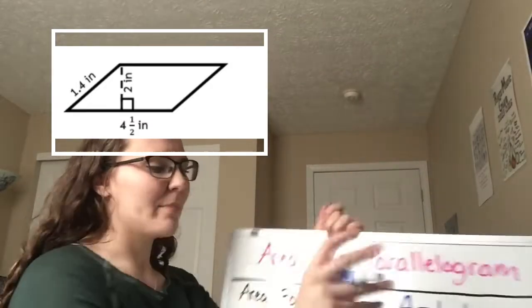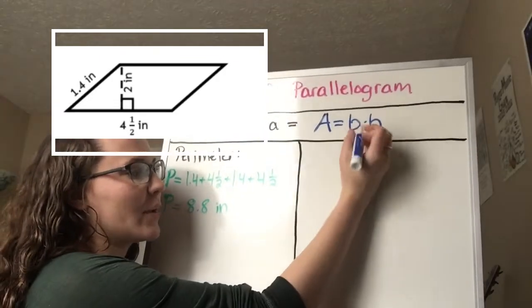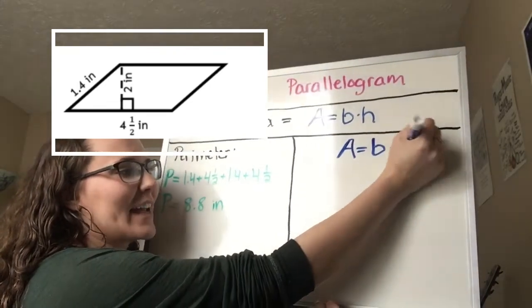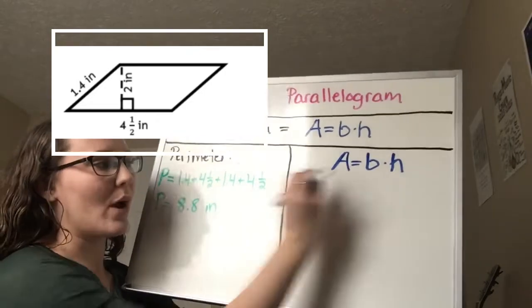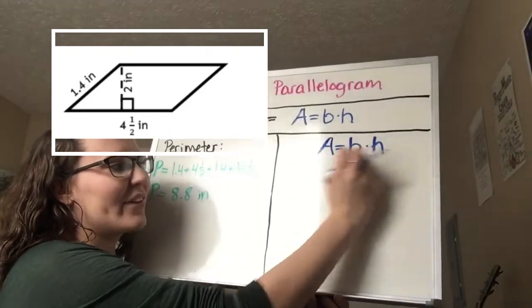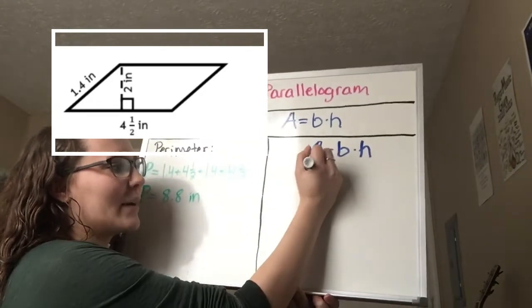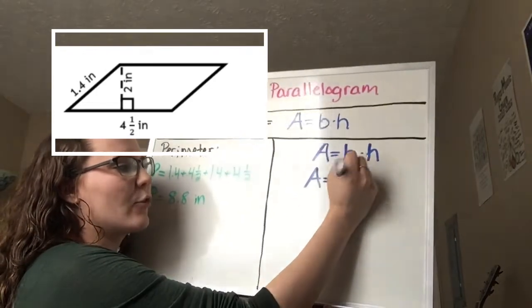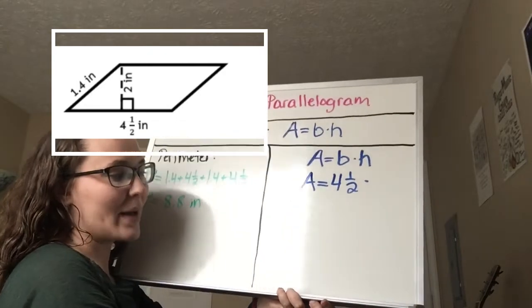Now we're going to talk about the area of this shape. I'm going to start by first writing down my formula. You should always write down your formula. I know that area equals base times height. That should always be your first line for area. I want to see that formula written down right here. Next, I'm going to fill in values for the base and the height. So A equals, what is my base? My base is 4.5 times, well, what is my height?